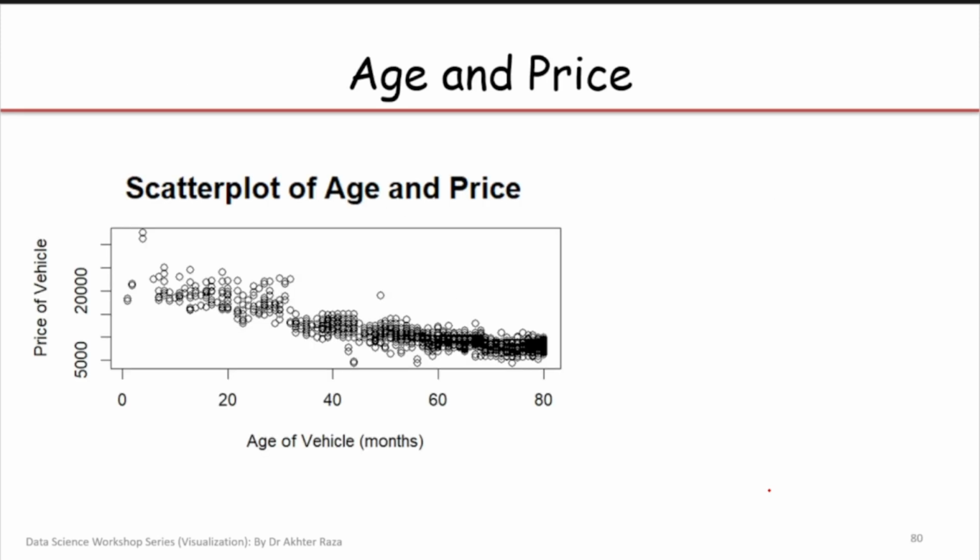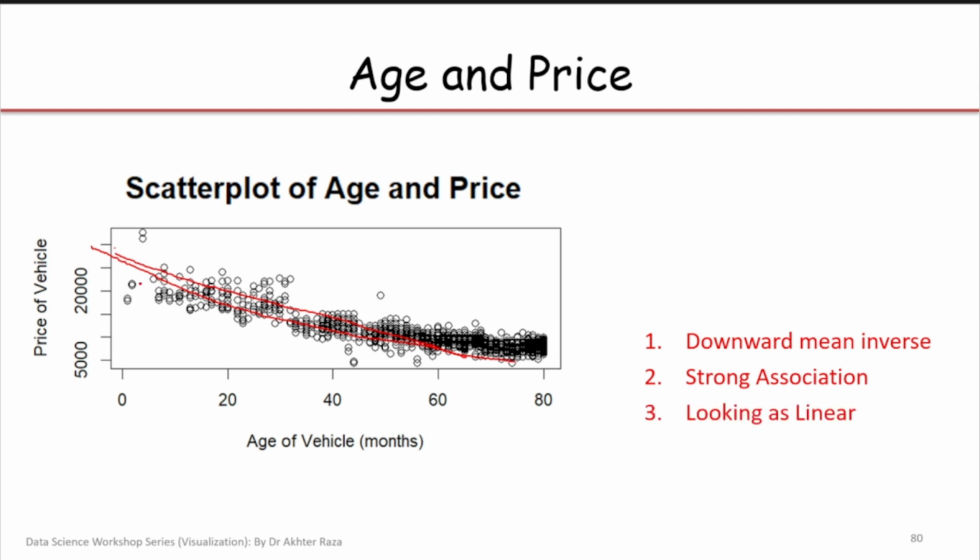So the next is the command, which is right. So a downward slope means what? We have an inverse relationship. Strong association, why? Because the points are very close to the line, meaning a strong relationship. It looks linear, but we can have a slight curve here. You can use either a linear model or a slightly curved model, but I think the linear model is more suitable compared to the non-linear one here.